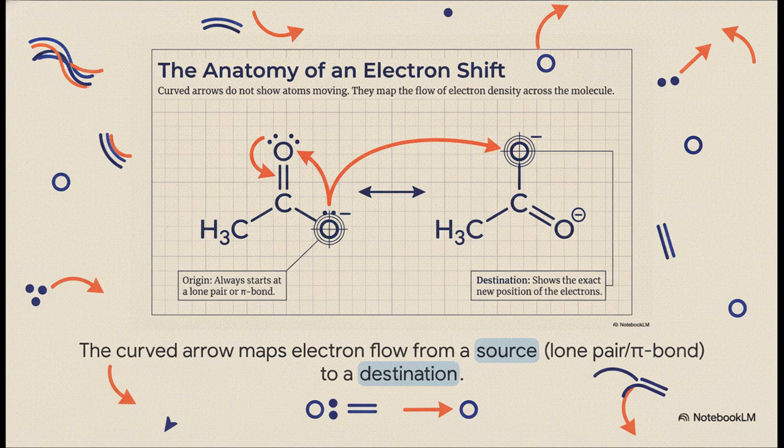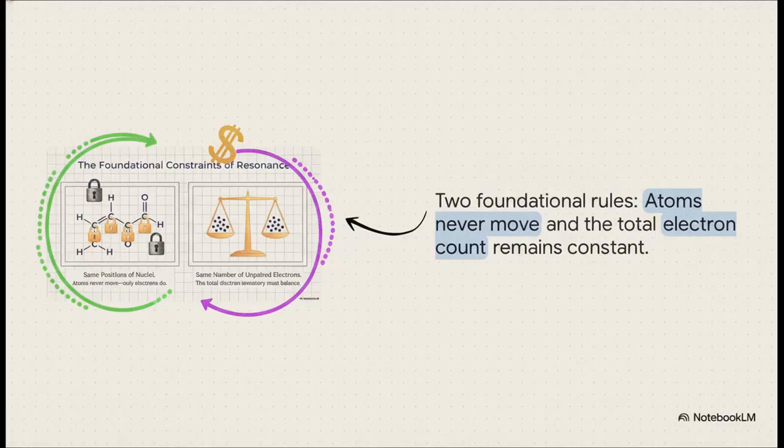This is the official grammar of resonance, and it is super precise. The tail of the arrow always starts at a source of electrons, either a lone pair sitting on an atom or the electrons in a pi bond. And the head of the arrow points to the exact spot those electrons are moving to. No exceptions. And with that arrow come 2 non-negotiable golden rules.